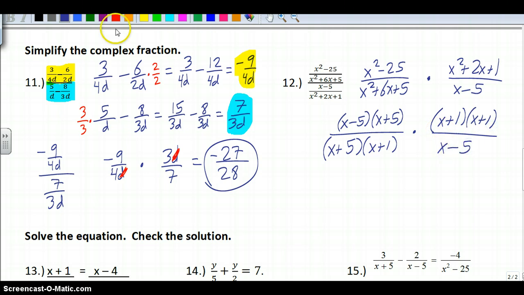So we just need to look and see what cancels. Let's see, I have an x minus 5 and an x minus 5. I have an x plus 5 and an x plus 5. I have an x plus 1, and so the only thing left is x plus 1. Pretty simple.